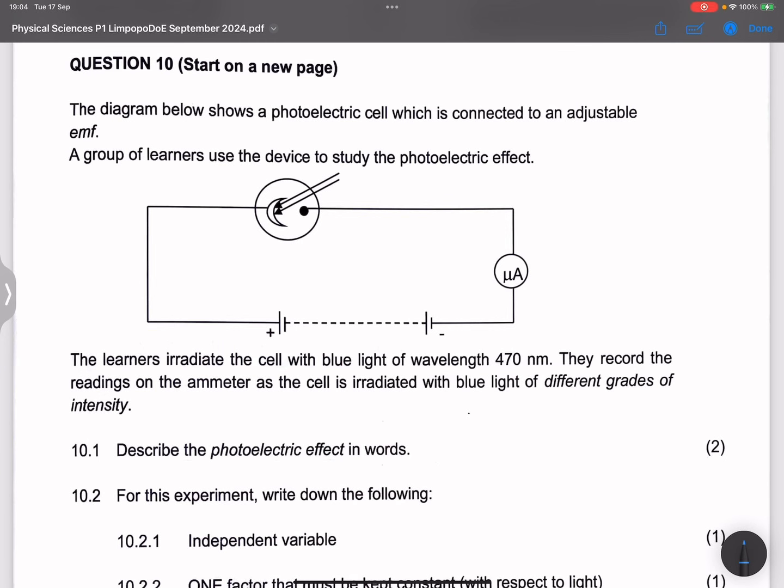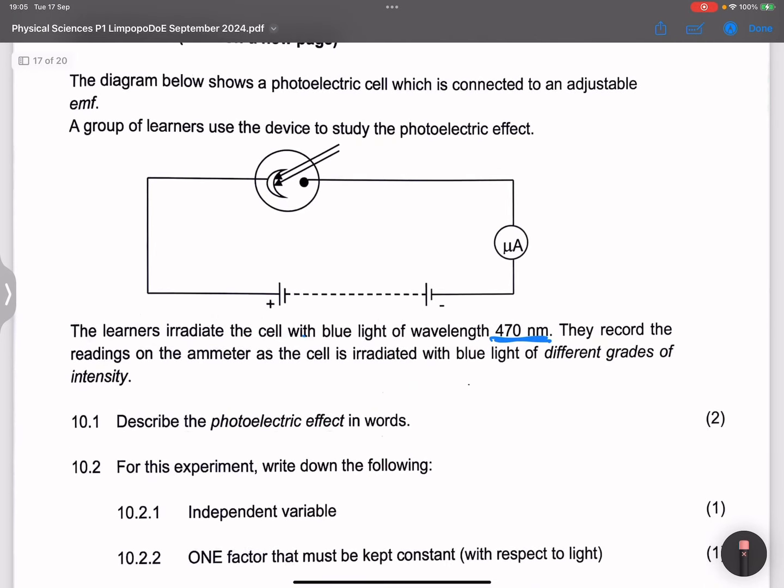The learners irradiate the cell with blue light, which has a wavelength of 470 nanometers. They record the readings on the emitter as the cell is irradiated with blue light at different grades of intensity. Now they say to us, describe the photoelectric effect in words.